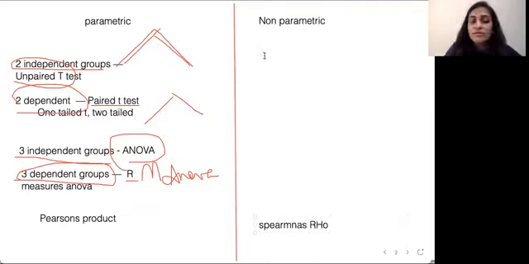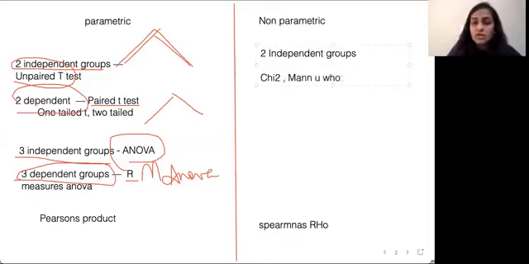Now non-parametric, 2 independent groups. If you have 2 independent groups in non-parametric, it means your data is either nominal or ordinal. What will be the tests that you use? 2 independent groups, you can either use a chi-square or you can use Mann-Whitney. How will you decide whether to use a chi-square or a Mann-Whitney? Chi-square is for your nominal, Mann-Whitney is for your ordinal.